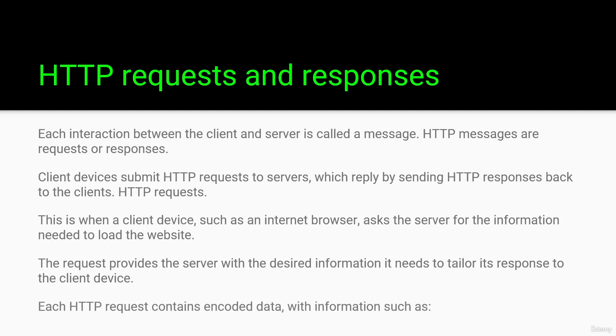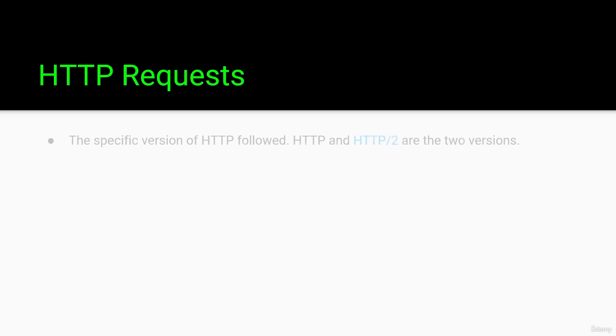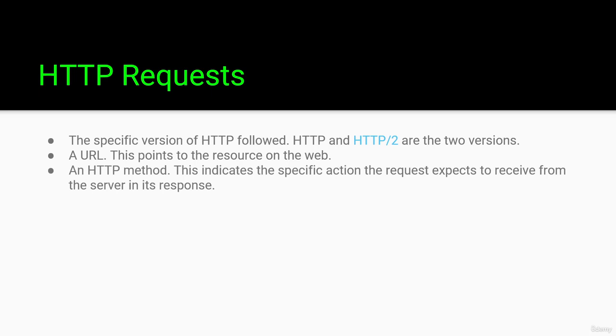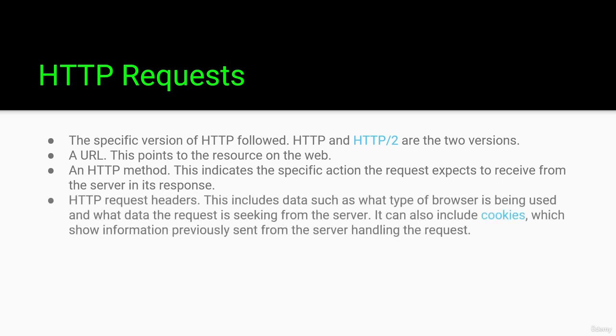Each HTTP request contains encoded data with information such as the specific version of HTTP followed, HTTP or HTTP version 2 being the two versions. A URL, which corresponds to the source of the website. An HTTP method, which indicates the specific action the request expects to receive from the server and its response. HTTP request headers. This includes data such as what type of browser is being used and what data the request is seeking from the server.